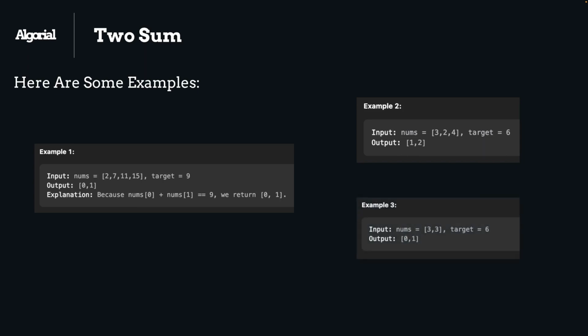In the last example, we have given two 3s as our nums array and the target is 6. If we add them up, we will end up at our target and we just return their indices as a result. So how can we solve this problem?